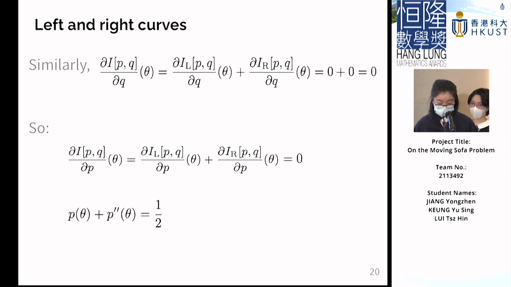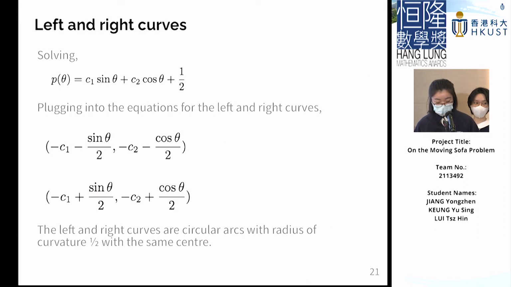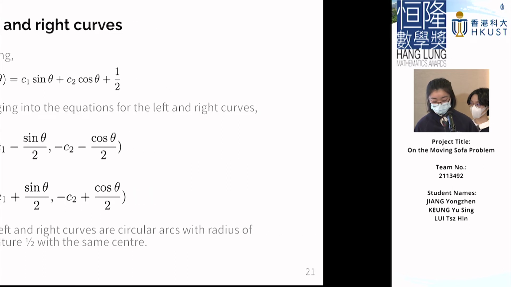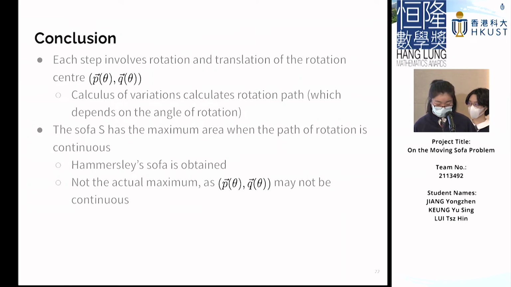Similarly, for the left and right curves, because the partial derivative of I with respect to q equals 0, setting the partial derivative of I with respect to p equal to 0 gives us the equation below. Solving that gives us p theta, and plugging that back into hl and hr gives us these two coordinates. So our conclusion would also be that the left and right curves are circular arcs with radius of curvature 1/2 sharing the same center. Now, our conclusion would be that each step involves the rotation and translation of the rotation center, p theta, q theta.